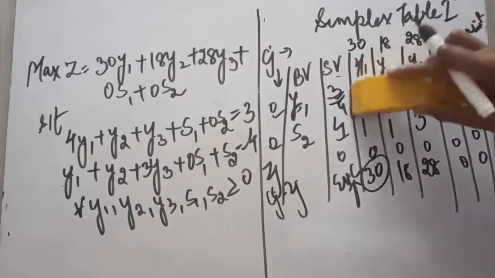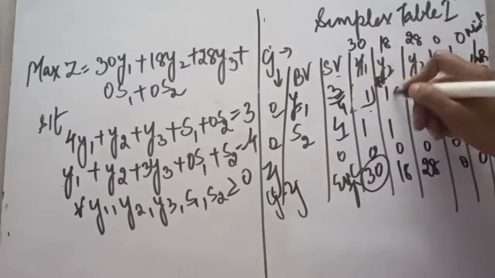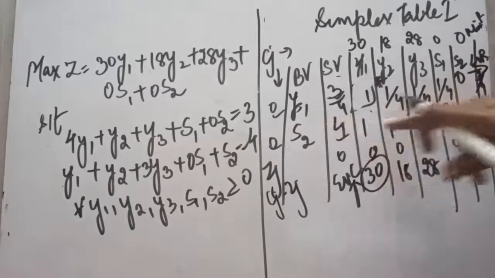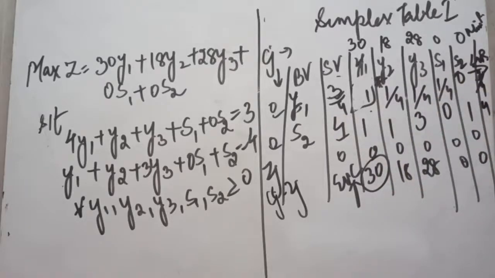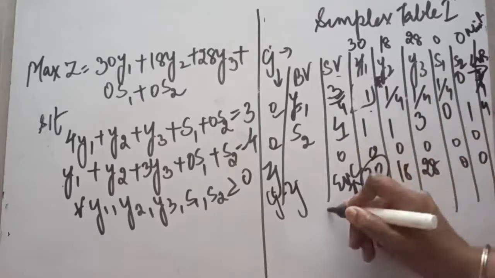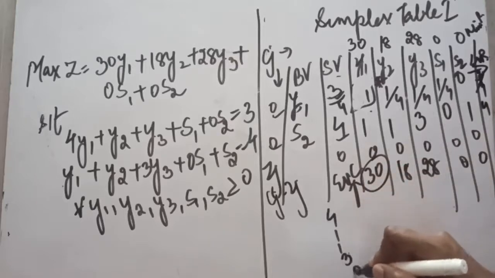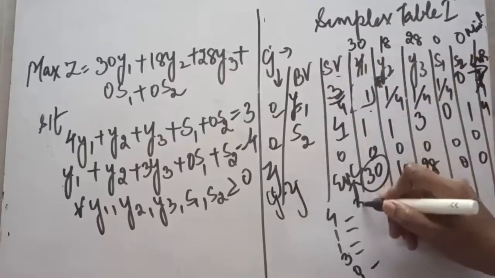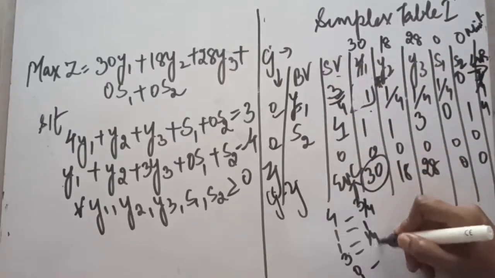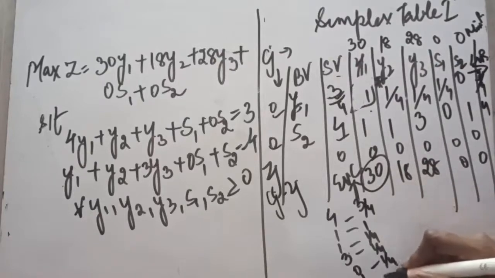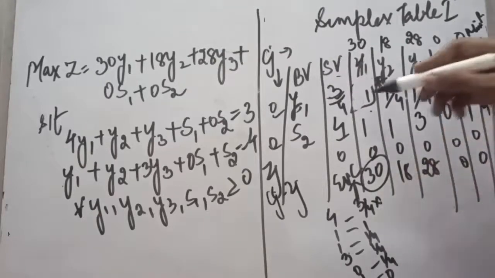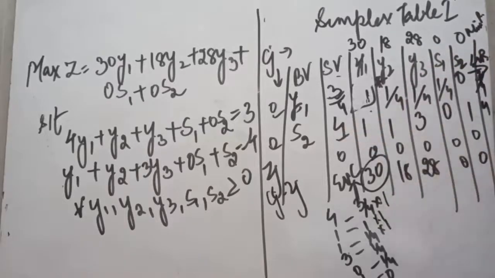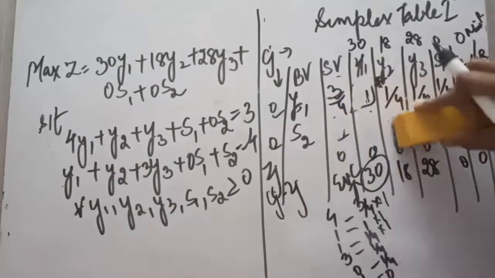It will become 3 upon 4, it will become 1. This will be 1 upon 4, 1 upon 4, 1 upon 4 and 0. Then we will calculate the rest with the help of a formula. Variables in the old row, that is 4, 1, 1, 3, 0, 1, minus values in the new key row. The new key row is 3 upon 4, 1, 1 upon 4, 1 upon 4, 1 upon 4 and 0, multiplied by the corresponding key element, that is 1.